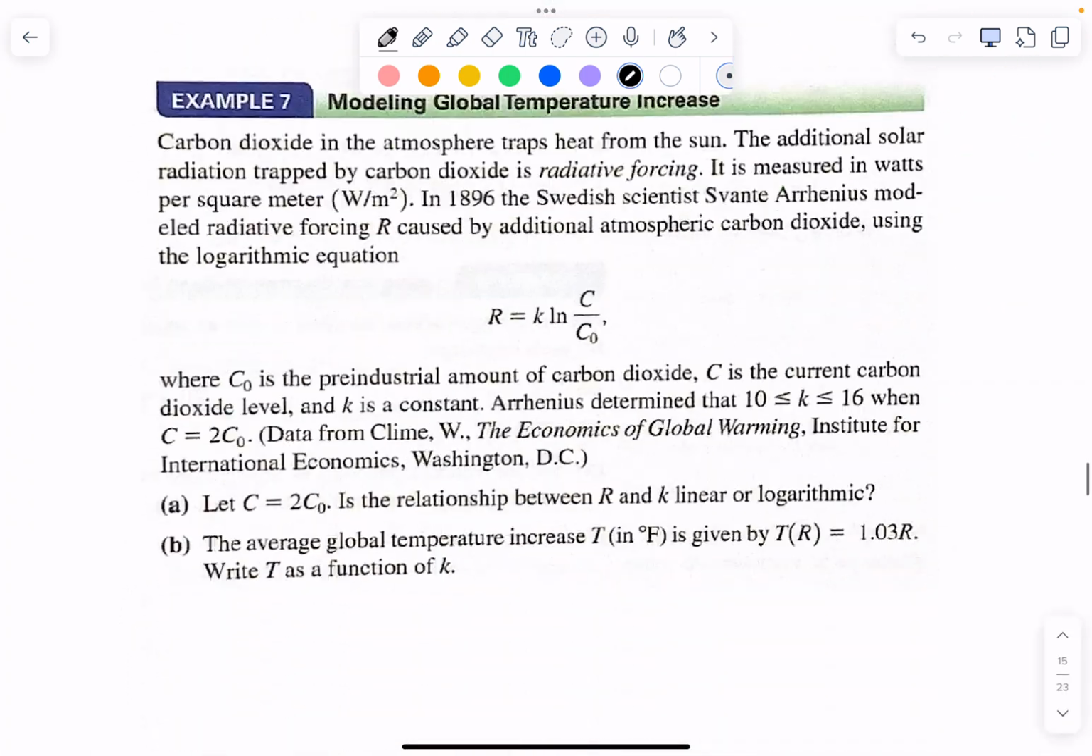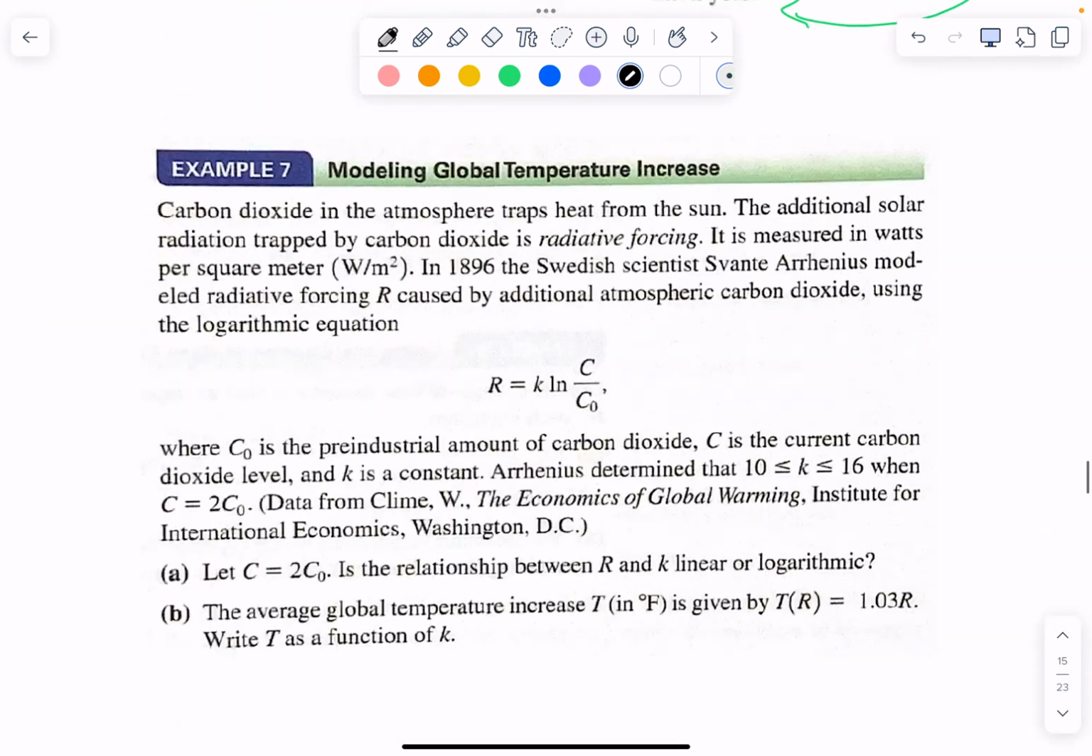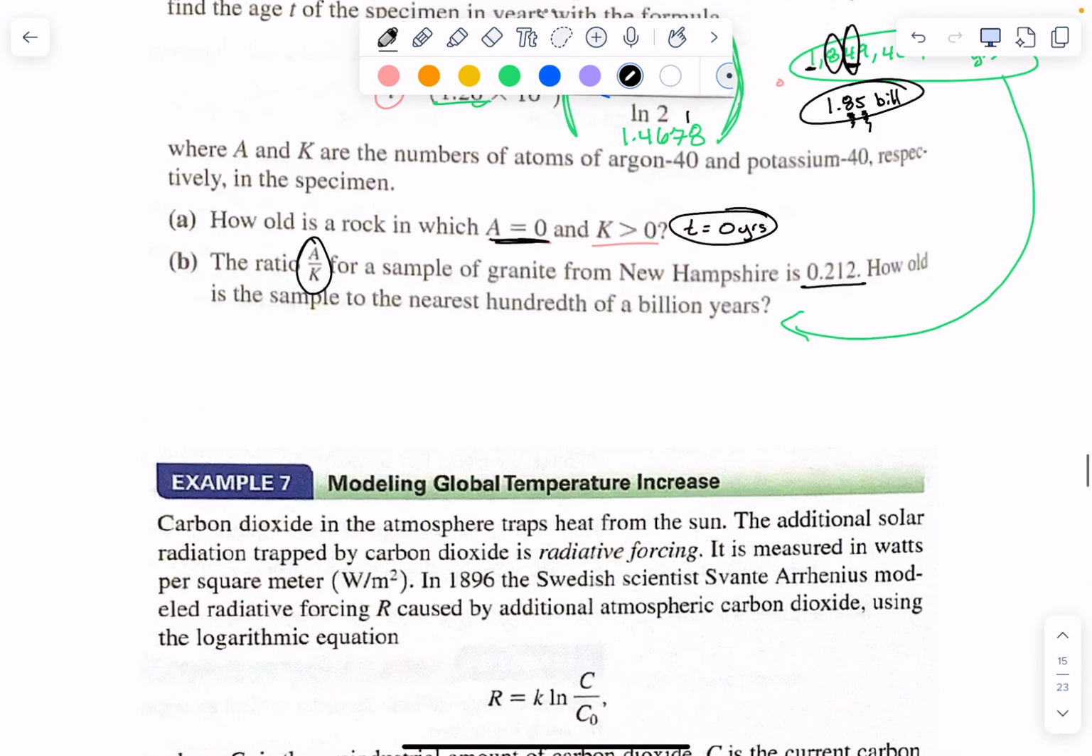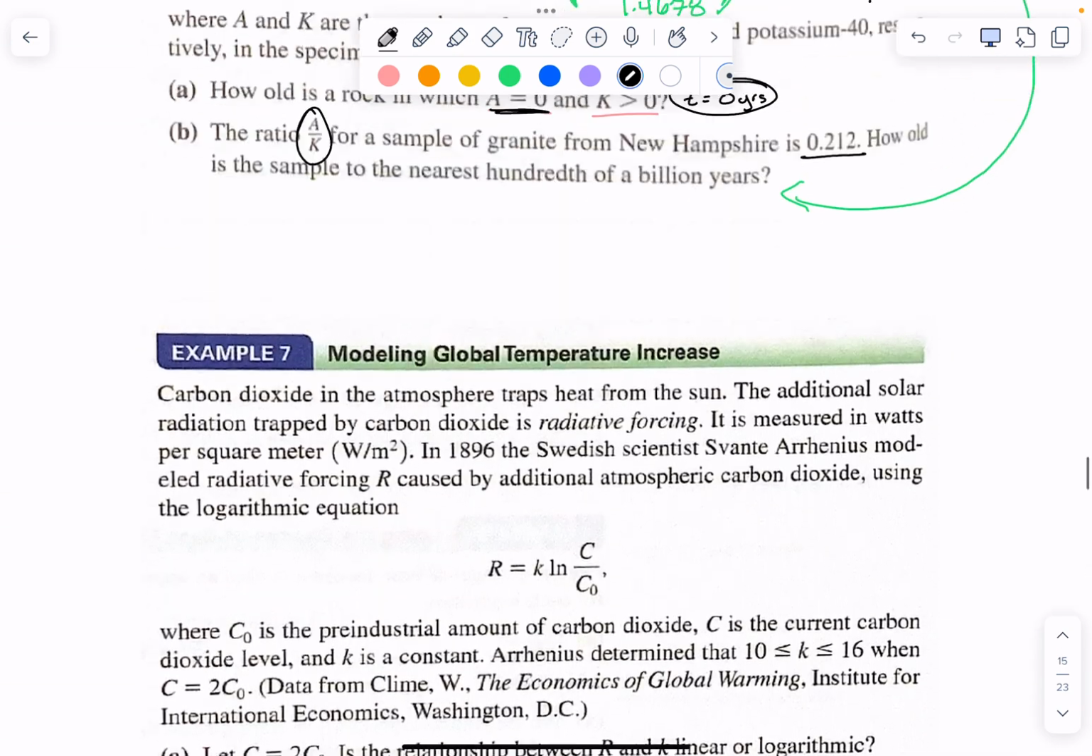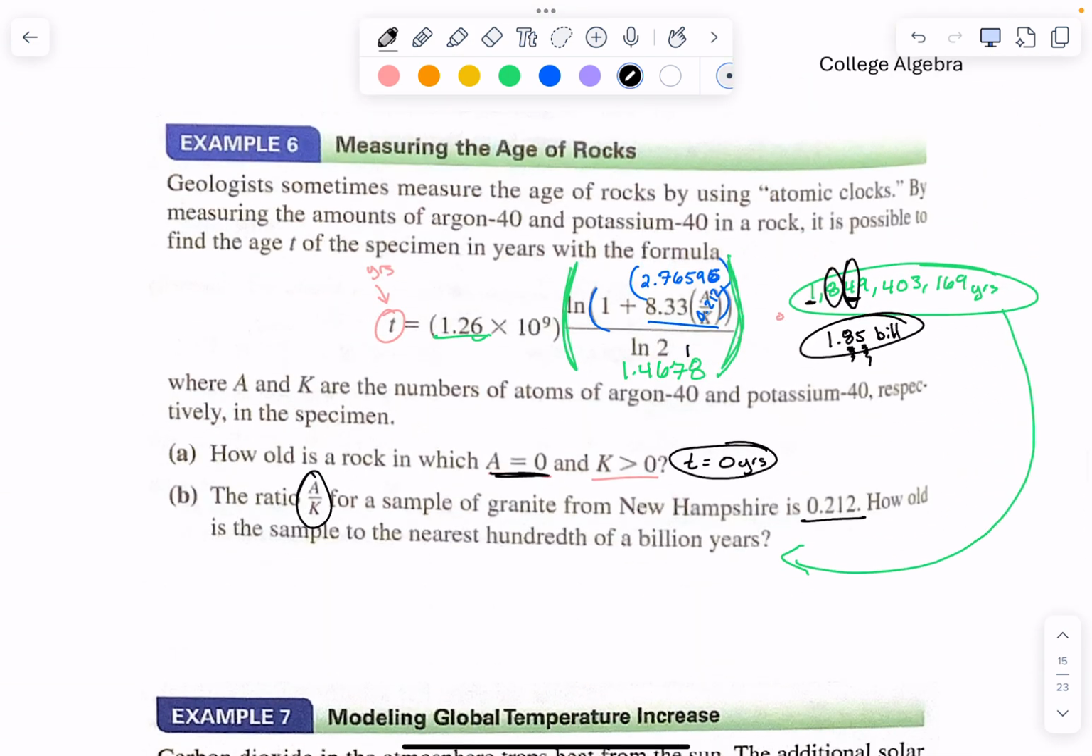All right, let's stop there. Then we'll have 3 examples to do on Monday. All right, you can start the homework.